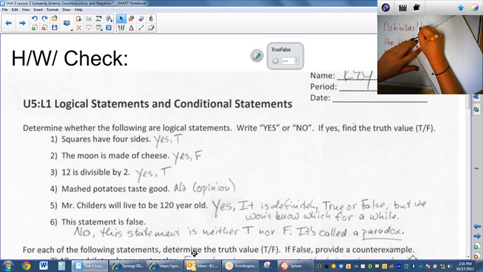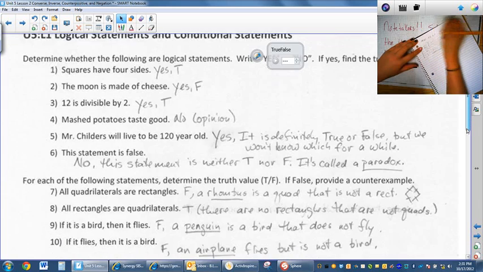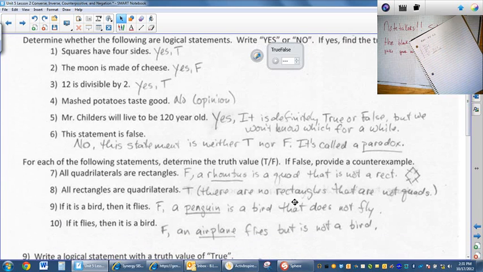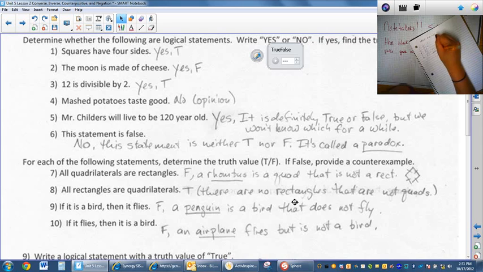You just have to, it says it's definitely true or false. We don't know yet. So it depends. Yes, it's a statement, and it depends. Number 6. No, it was not a statement. It was a paradox. We talked about it yesterday in class. That's why I talked about it. A statement can't be true or false.